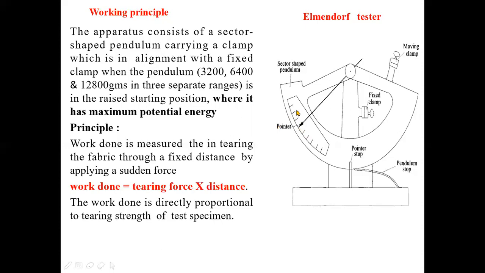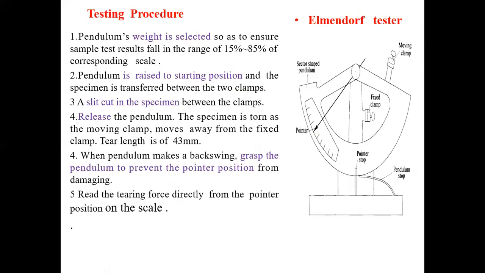So let us see the working procedure in brief. The first thing is that you have to select the pendulum weight according to the type of the fabric in such a manner that the tearing strength will fall within 15% to 85% of the corresponding scale. That means, more precisely, it should be around 40 to 80% of the scale.